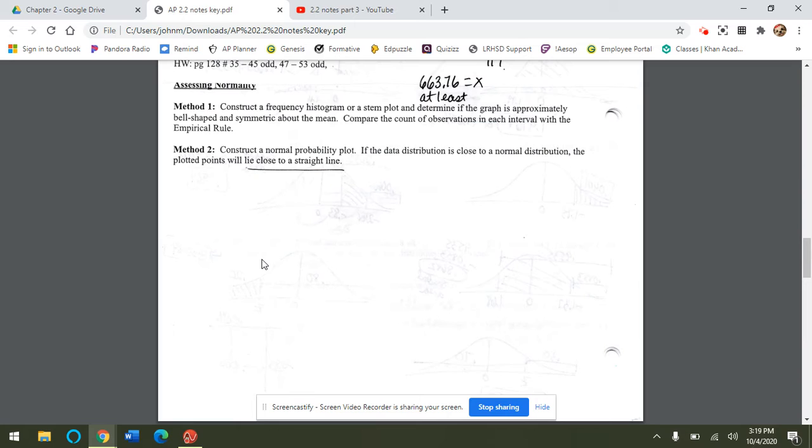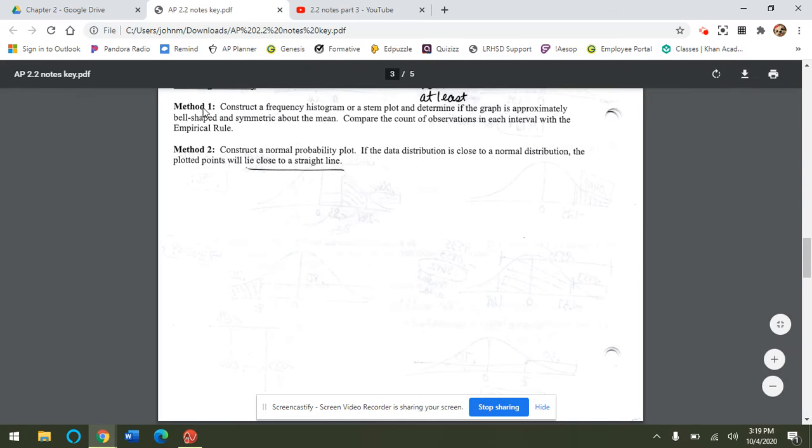All right, so there are two methods you can use. Method number one is you can graph it. You can use a frequency histogram or a stem plot to determine if the graph is approximately bell-shaped and symmetric. You want to look at the data. The other thing you want to do is compare the count of observations in each interval with the empirical rule. And then method number two, we'll talk about after we do an example of method number one.